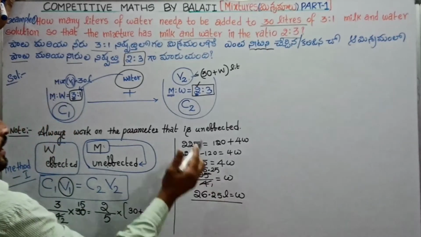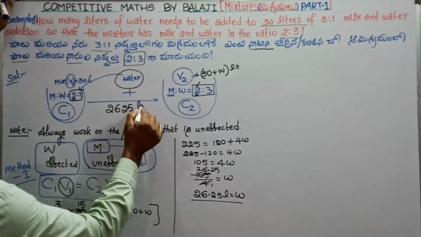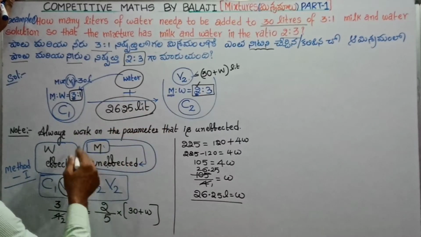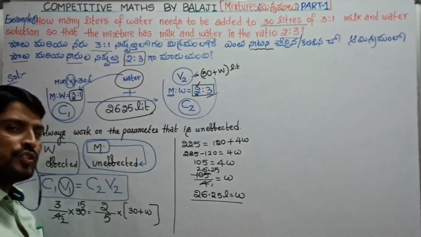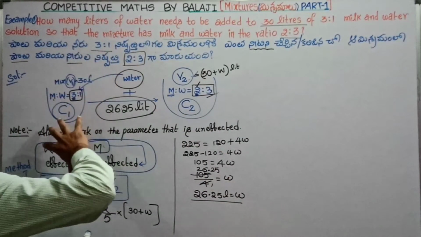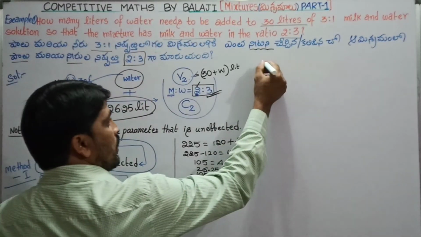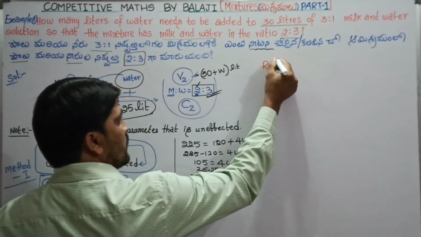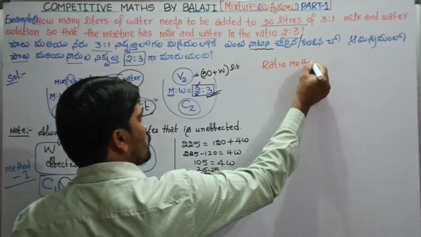So we added 26.25 liters of water so that the ratio of milk to water will change to 2:3. Okay, this is the case when we pour some amount of water, when we pour some amount of milk. Let us see a shortcut method, that is the ratio method, that is called method 2.